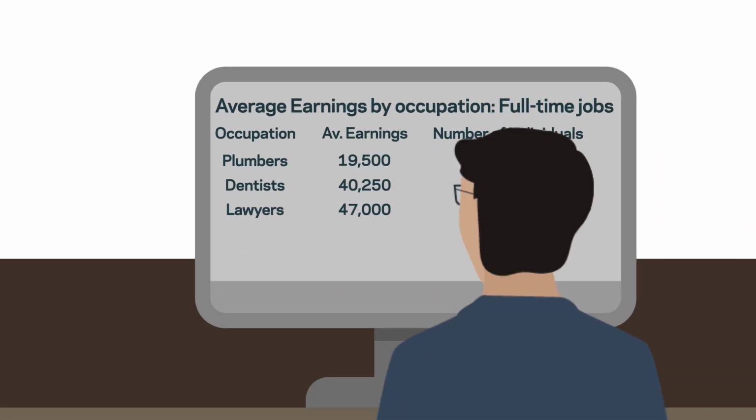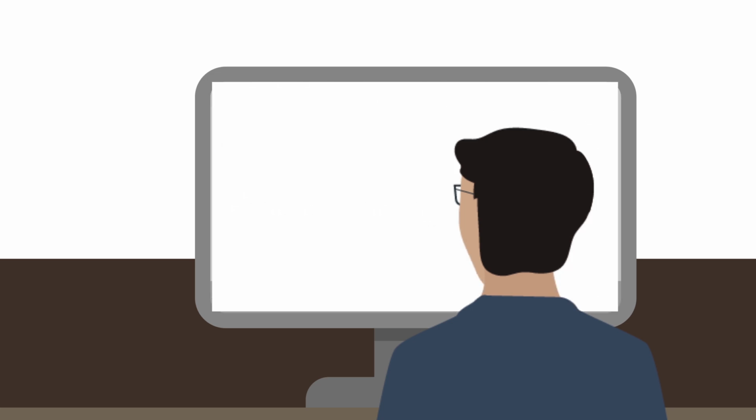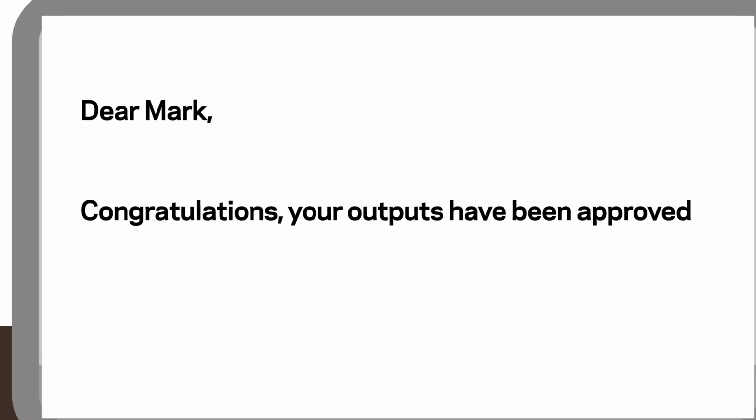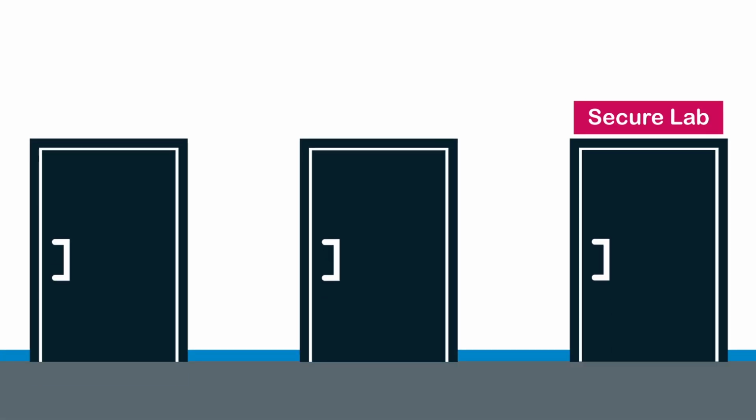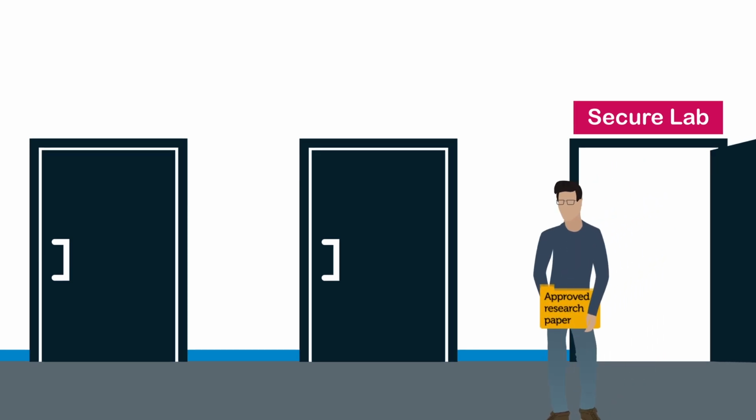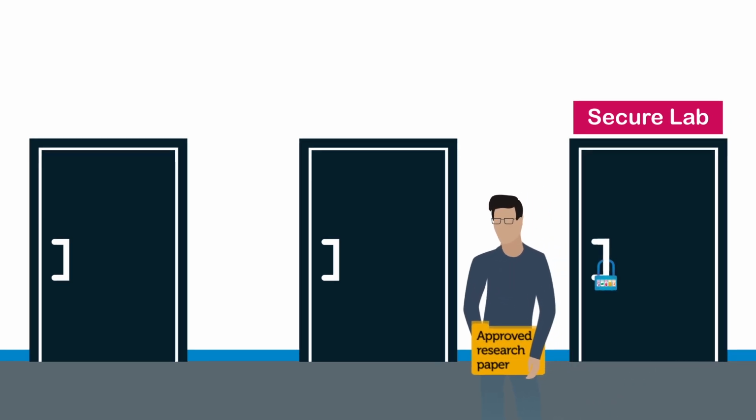Lastly, once Mark has done his work, he can't take anything out of our Safe Settings until it's been checked by our team of experts. We use agreed statistical disclosure control techniques to ensure that there is no risk of re-identification. Safe outputs allow Mark to use more detailed data, but ensure that people or organizations don't get harmed.